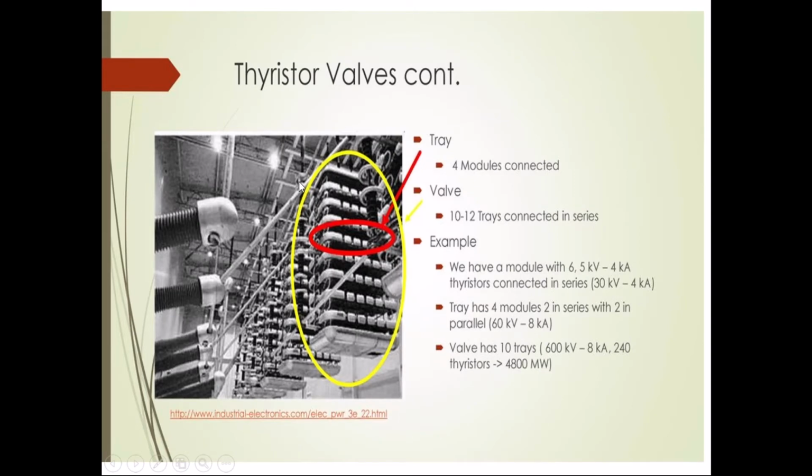You can see that this is a figure of one valve. The yellow highlighted parts of this figure are nothing but one valve. In this one valve a number of trays are placed. In one tray, you can see this rounded mark, this is one tray. In one tray there are a number of modules. Suppose I take the example that in this one tray 4 modules are connected, and in this one valve, 10 to 12 trays are connected in series.